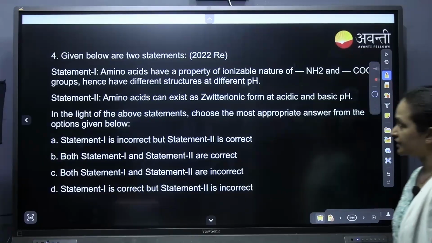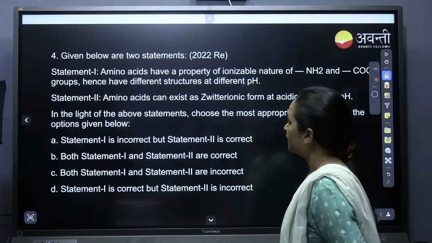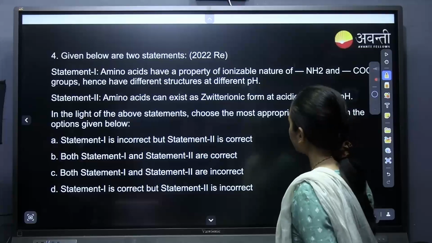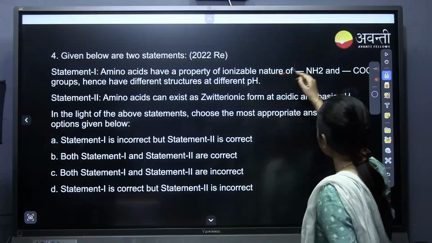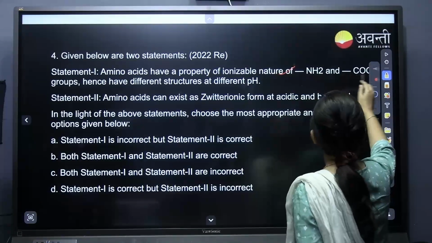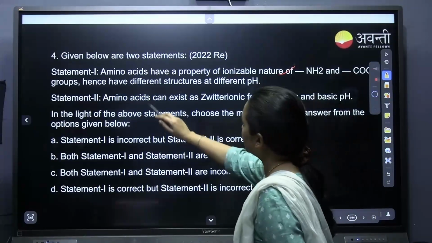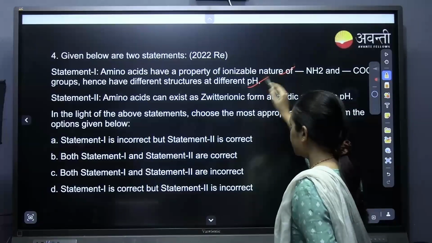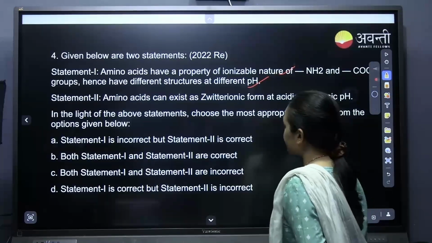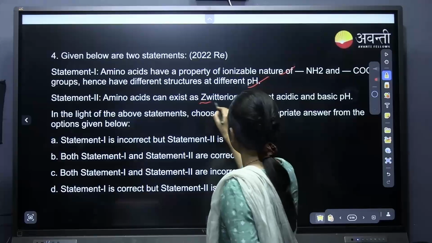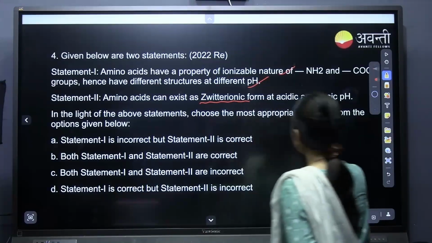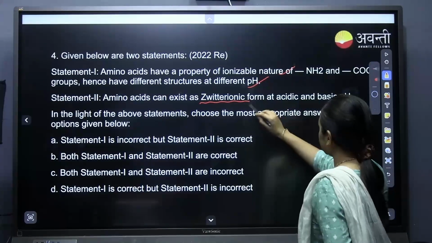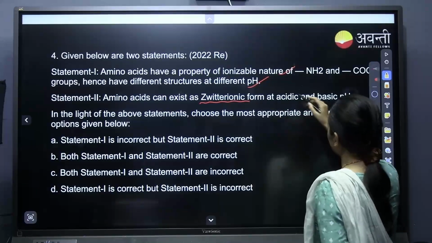Given below are two statements. Statement 1, amino acids have a property of ionizable nature, yes, correct, and NH2 and COOH groups hence have different structure at different pH. This is true. Amino acids can exist as Zwitter ion. Yes, they can exist as Zwitter ion, that is Zwitter ion form at acidic and basic pH.